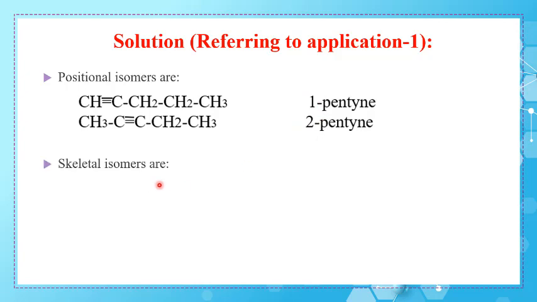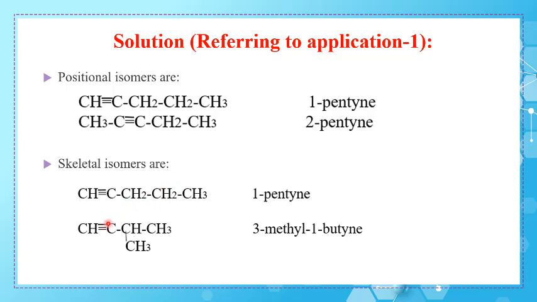For the skeletal isomers, we take first a straight chain and a branched chain. They have a different chain, but the position of the triple bond is the same. So here the nomenclature is different, but the position of the triple bond is the same.